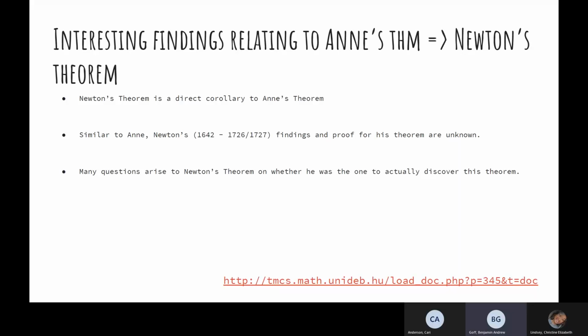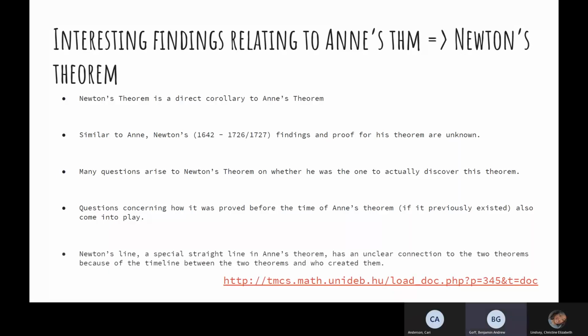So many questions arise whether Newton was first to actually discover this, or whether he needed Anne's theorem, or it was just on his own. So questions concerning how it was proved before the time of Anne also come into play. So the Newton line, which is the special straight line that was defined earlier, has an unclear connection to the two theorems because of the timeline.